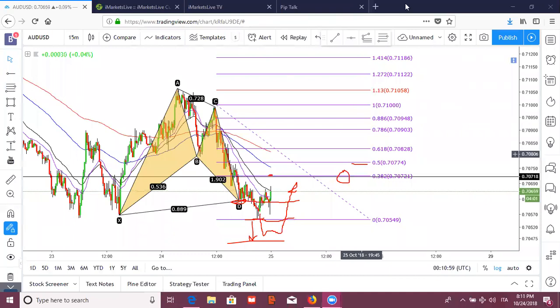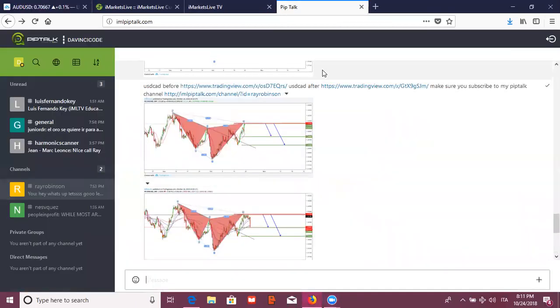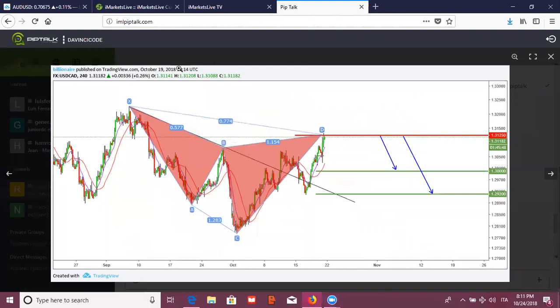So what I want to do is go over USD CAD, the trade that we entered. Let me clear all my drawing tools. Well, I actually want to watch this and make sure we should be getting that hit real soon. So let's go over here to Pip Talk real quick. So guys, you can see that here's USD CAD. I sent this trade out on October 19th. You can see right here, price is just sitting up here.